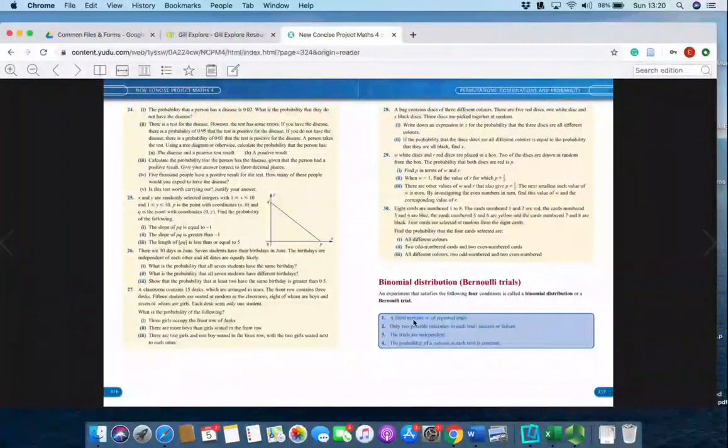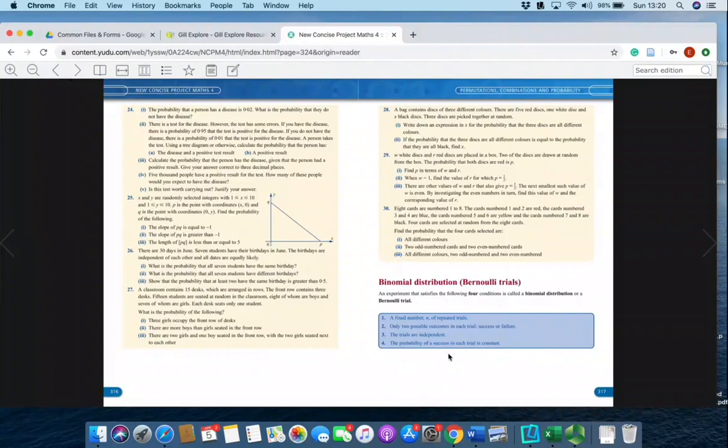It has a fixed number of trials, which we call n. So a Bernoulli trial has a fixed number of trials. It only has two possible outcomes in each trial, success or failure. The trials are independent, and the probability of a success in each trial is constant. So let me give you some examples of Bernoulli trials.